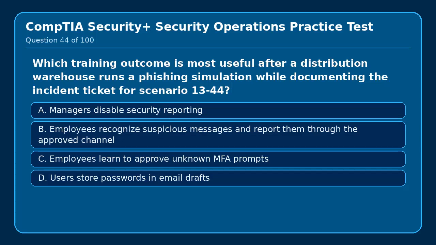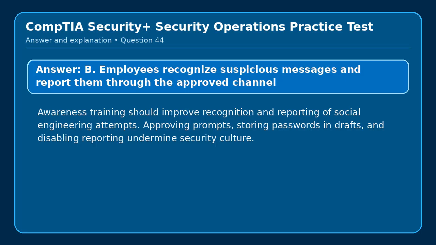The answer is A. Encrypt the files and restrict access to authorized recipients. Encryption and access control reduce the chance that sensitive data is viewed by unauthorized users. Open sharing, weak permissions, and public links expose the data instead of protecting confidentiality.